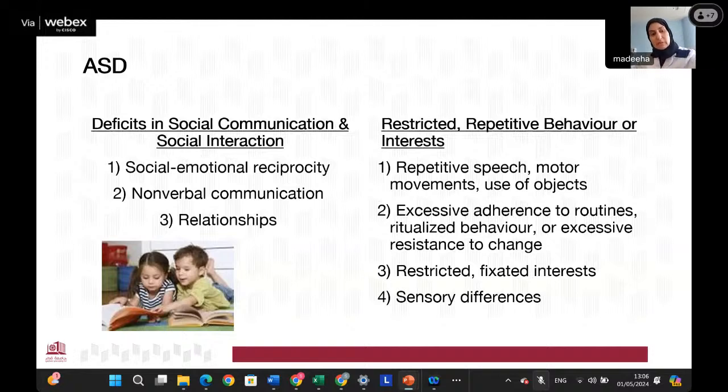And again, I'm going to repeat what I said last time, ability to make friends, it's not very obvious in the first few years of life. However, it's more in the middle school and the high school.